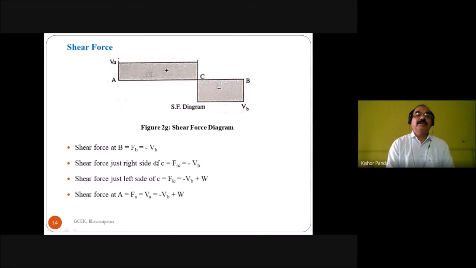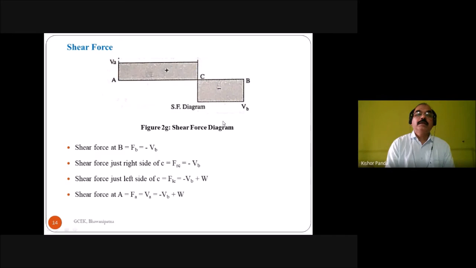Then after getting the shear force value at different positions, you have to plot the shear force diagram. This is minus VB downward, and this is constant. Here also minus VB. Then the shear force just left side of C is minus VB plus W, upward positive, and here also this is constant. This is the shear force diagram, negative and positive.